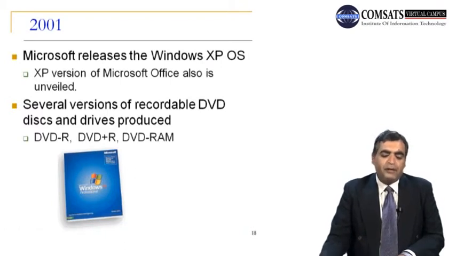In 2001, Microsoft releases the Windows XP operating system, and the XP version of Microsoft Office is also unveiled. In the same year, several versions of recordable DVD discs and drives were produced, such as DVD-R, DVD+R, DVD-ROM, DVD-RAM. This makes the technology very helpful in recording audio, video, and sound. Most of the digital cameras and digital video cameras started using the DVD technology.